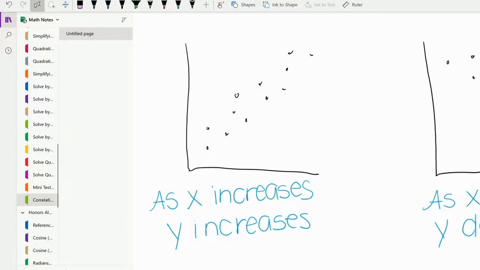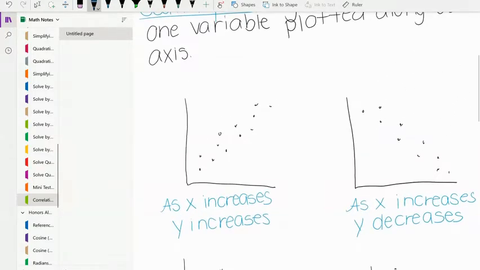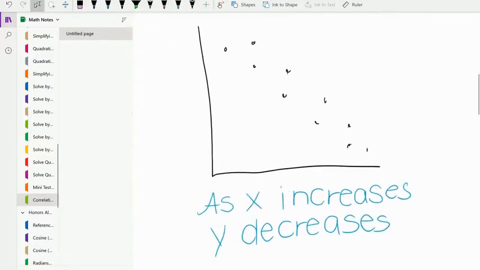So this is what we would call a positive correlation because it is increasing. An example of a positive correlation would be something like the number of hours worked and the money earned, because the more hours you work, the more money you will earn. Right, looking at this one.